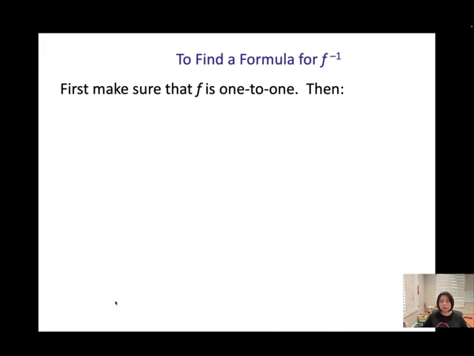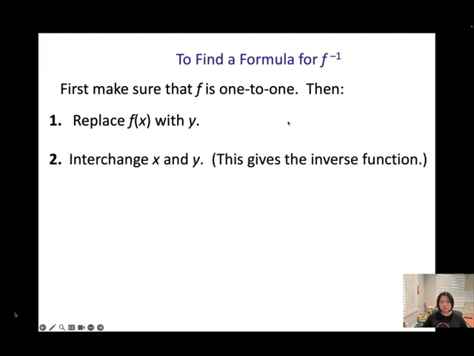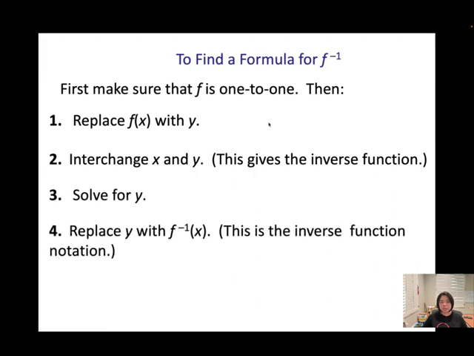To find a formula for the inverse function, first make sure that f is one-to-one. Then, first step, replace f of x with y, so it's like y equal to. Second, interchange x and y. Number 3, solve for y. And then at the end, replace the y with f inverse of x. This is called the inverse function.